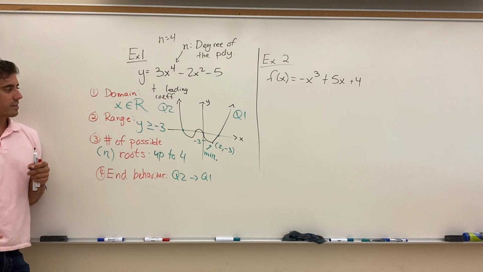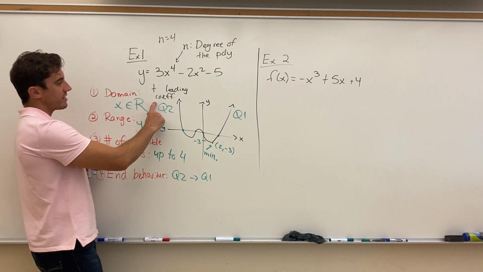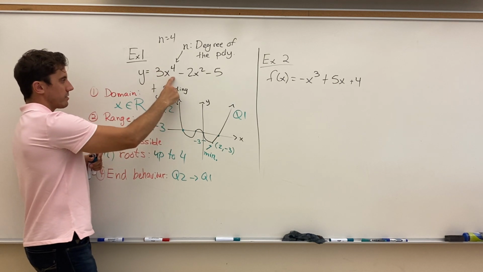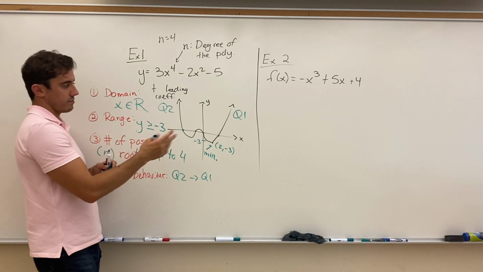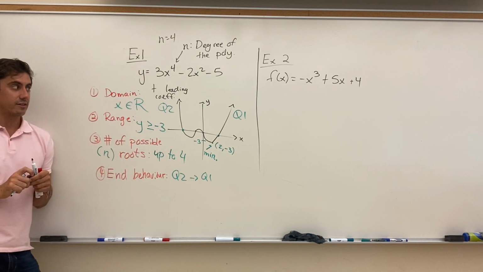So that is our first example for, again, a positive coefficient, even degree polynomial of degree 4. Again, very rough sketch. We'll fine-tune our sketches later on in the year.